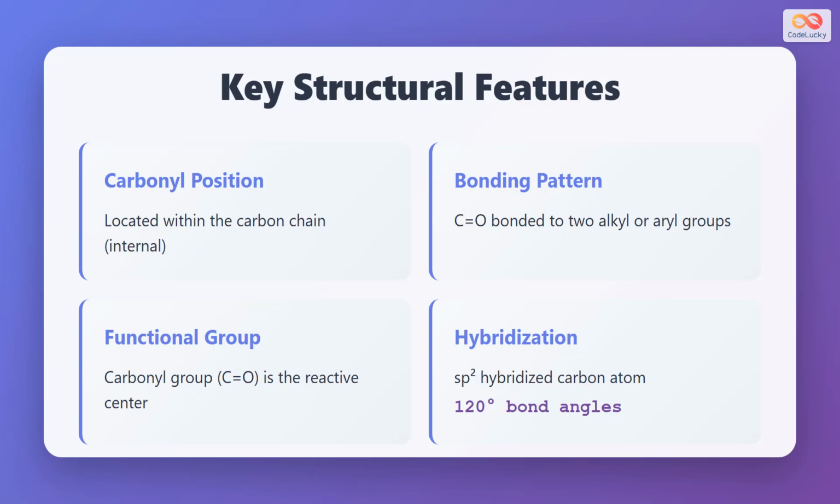Now let's examine the key structural features of ketones. First, the carbonyl position is located within the carbon chain, not at the terminal end. Second, the bonding pattern shows the C=O group bonded to two alkyl or aryl groups. Third, the carbonyl group itself is the reactive center of the molecule, where most chemical reactions occur. Finally, the carbonyl carbon atom has sp2 hybridization, which gives it a trigonal planar geometry with bond angles of approximately 120 degrees.